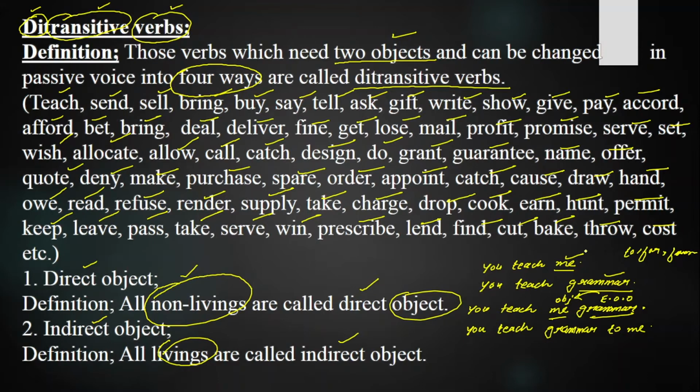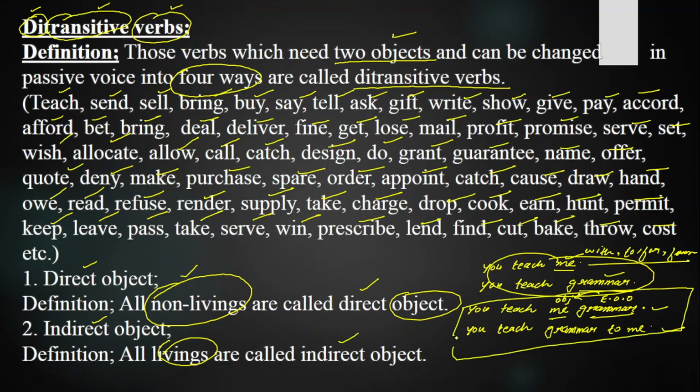In the same way, with is there. So different prepositions we will be using in our sentences. Clear? So see, you teach me, you teach grammar. Instead of saying these sentences, we'll say you teach me grammar, you teach grammar to me. So these are the two ways to change them from active voice. You teach me grammar, you teach grammar to me.